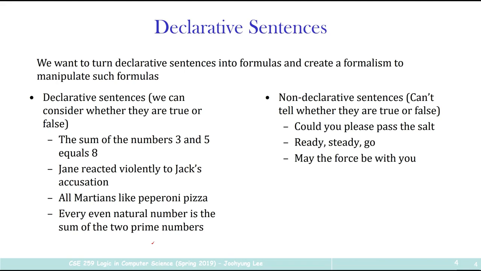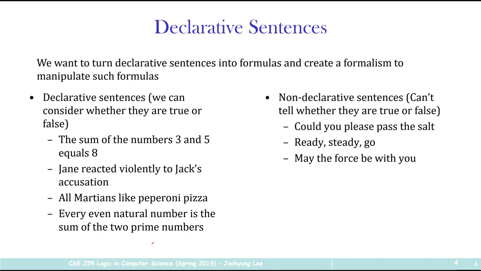So this definition almost worked except for 1. A prime number is greater than 1 and has only two factors, 1 and itself. That's a prime number. So 3, 5, 7, 11, 13, 17, 19, 23, 29, those are the prime numbers. So the sentence is saying that every even natural number is the sum of two prime numbers. True or false? False. Why is it false?